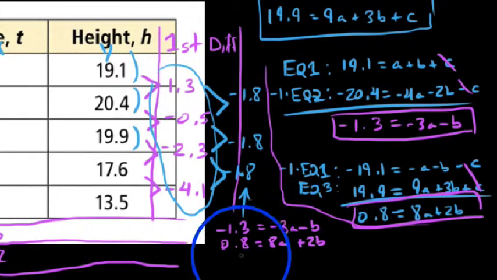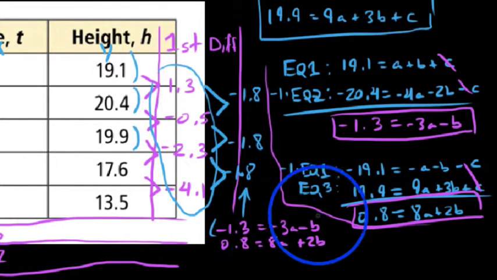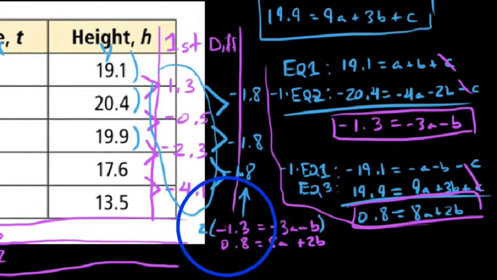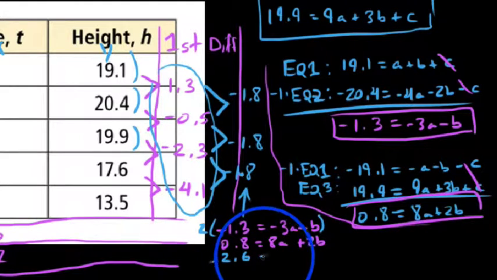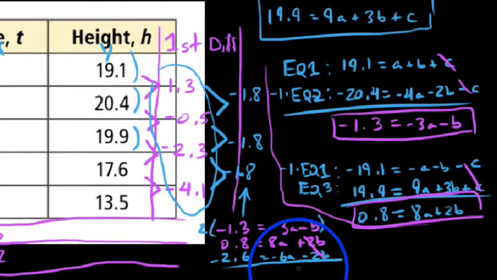What I notice is that I could get my b's to cancel very easily if I actually double this first equation and then add it to the second equation. So what we find out is this. We have double that first equation. I'm just going to stick it right below this here. We say negative 2.6, negative 6 a's, and negative 2 b's. When I add these up, I get my 2 b's to cancel.